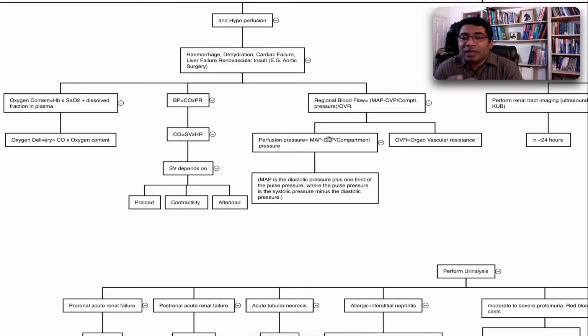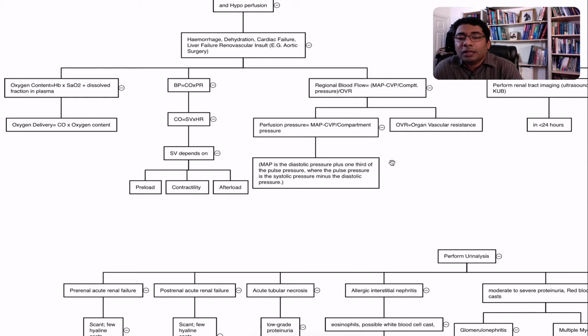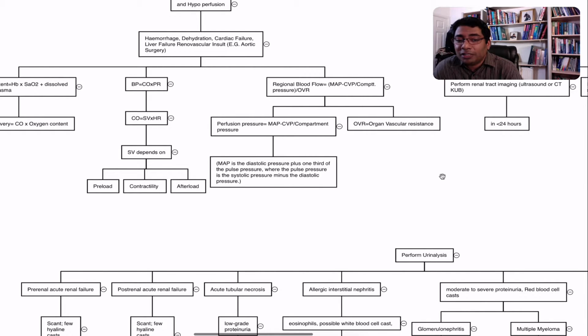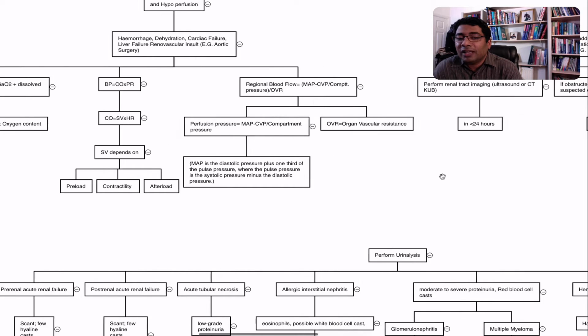Okay, now about the regional blood flow, you've got to know a few things. The regional blood flow, as I've shown here, is equal to, the formula is, mean arterial pressure minus central venous pressure or compartment pressure, divided by the organ vascular resistance. The mean arterial pressure minus the central venous pressure is called the perfusion pressure. And so if the perfusion pressure is divided by the organ vascular resistance, you get the regional blood flow. Now, very important to realize, the mean arterial pressure is the driving pressure. It can also be calculated as the diastolic pressure plus 1/3 of the pulse pressure, where the pulse pressure is the difference between the systolic and the diastolic blood pressure.